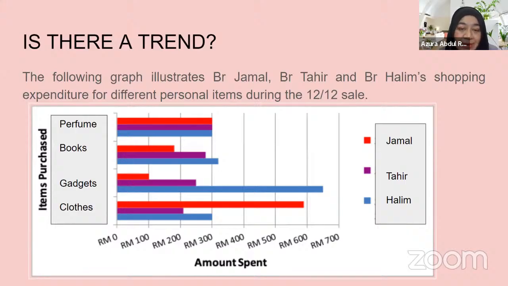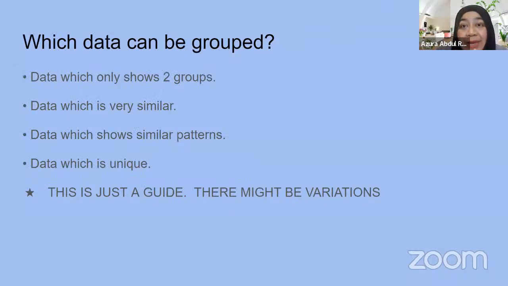let's see, what else? Maybe just focus on what Halim bought versus what Jamal bought. There's also another way of doing it. When it comes to data analysis, there's not one set way. It's up to you which data you want to choose and how you will analyze it. So just make sure that you don't choose everything. You have to pick whichever one you feel is the most appropriate for you.